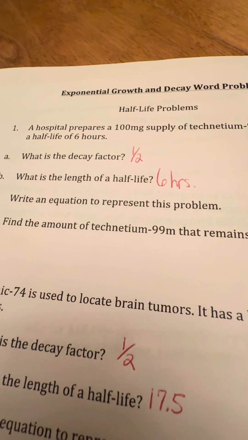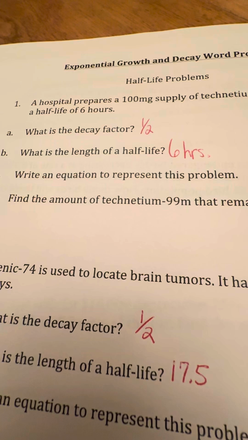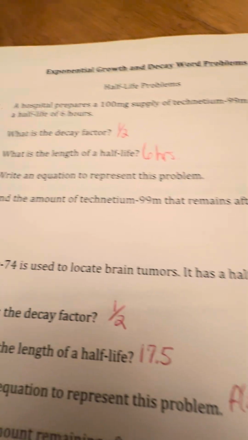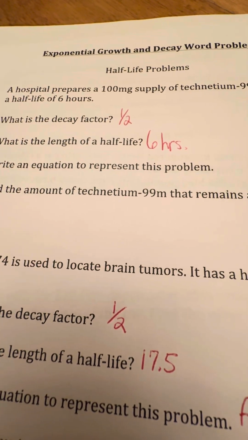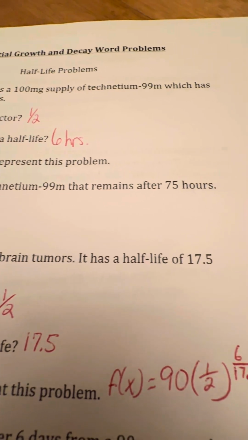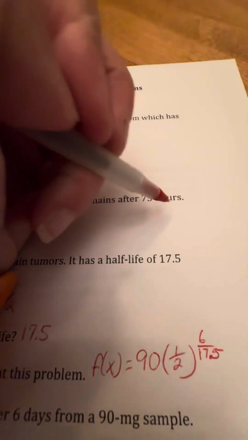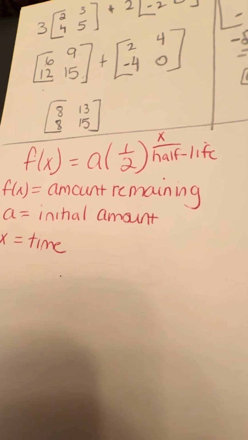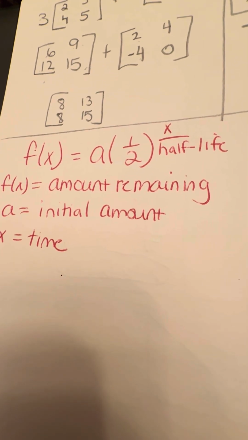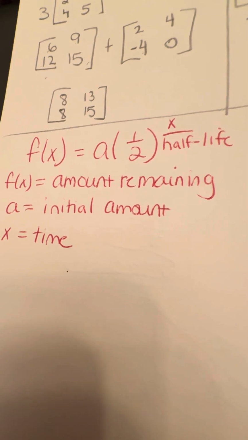And then we're asked to write the equation for this problem. And the only way we could do that is if we find out this last piece here. Find out the amount of technetium 99M that remains after 75 hours. So our half-life problem, to figure them out, it looks like that. So keep that in mind if you are looking to figure out half-lives.